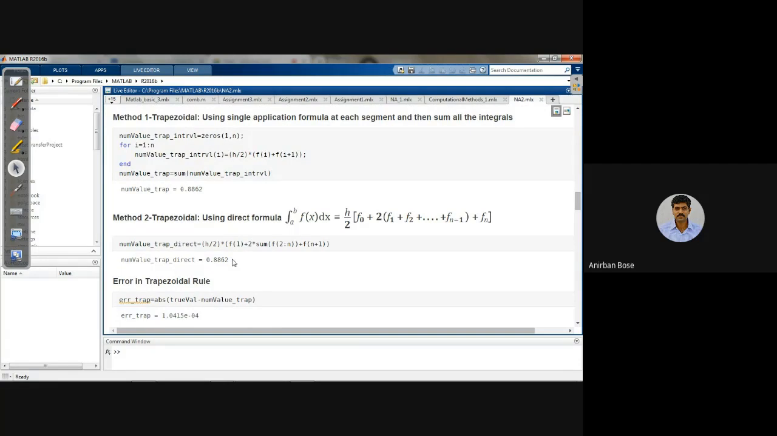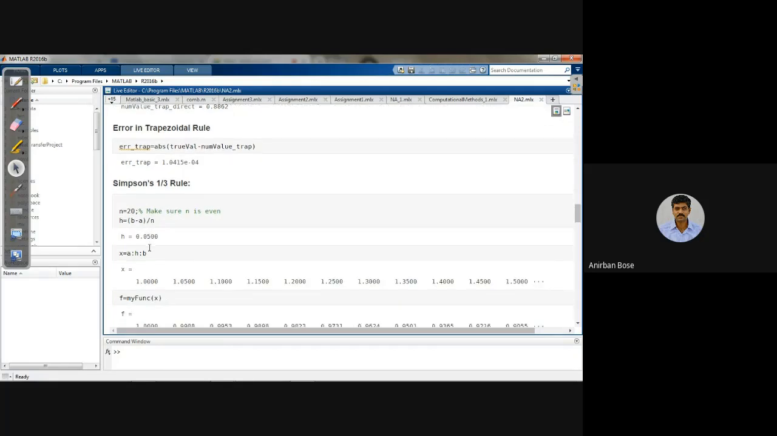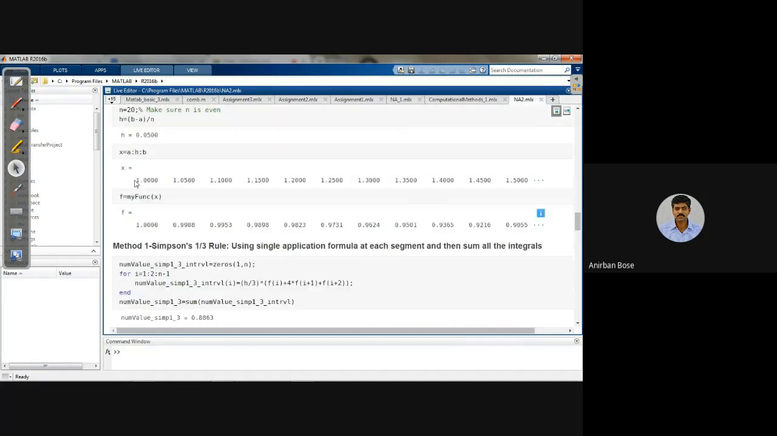This is also simple. Now coming to the error in the trapezoidal rule, already we know the true value of the integration. So if you subtract the numerical value from the true value and take the absolute value of that, then you will get the error. So the error is coming 1.04 times 10 to the power minus 4. Now in the Simpson's 1/3 rule, exactly in a similar way we can do it. You take n is equal to 20, take h is equal to (b minus a) by n, and x is equal to as previous, and f is what we have done earlier. All these steps are the same.